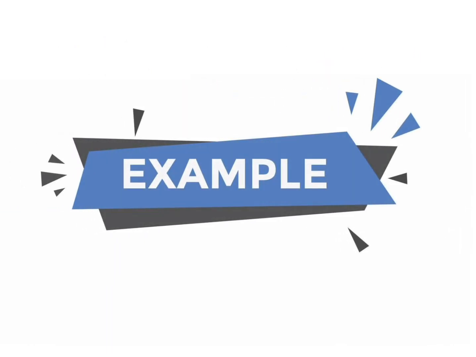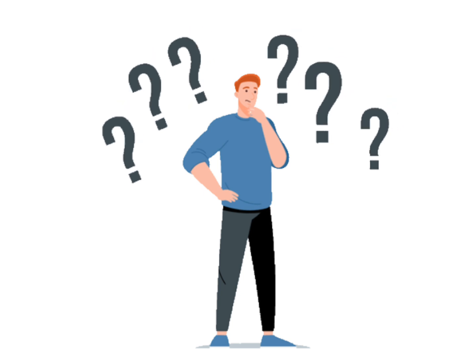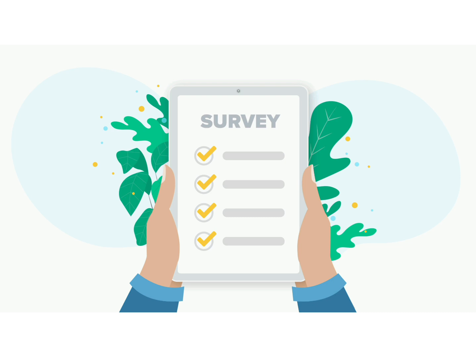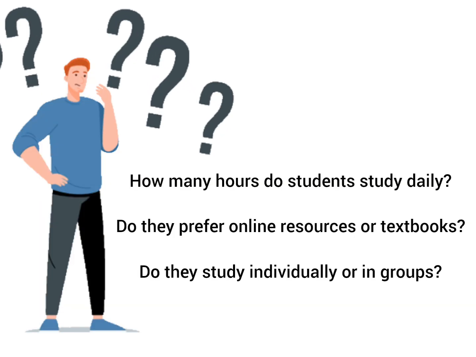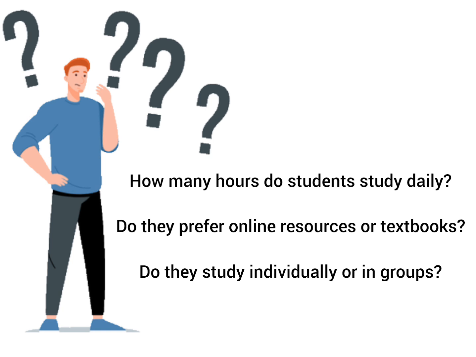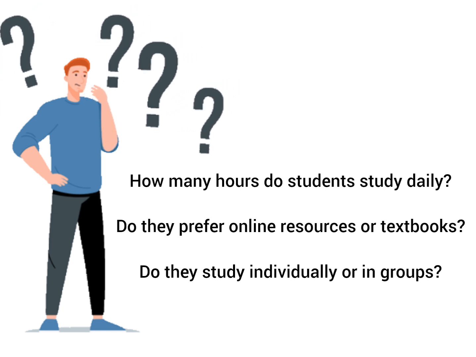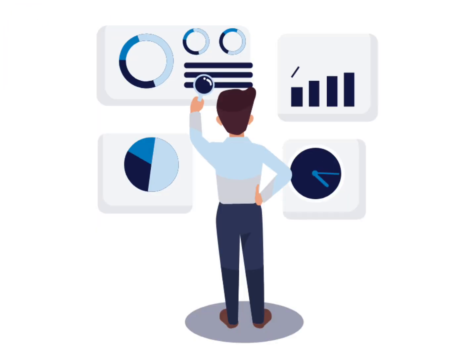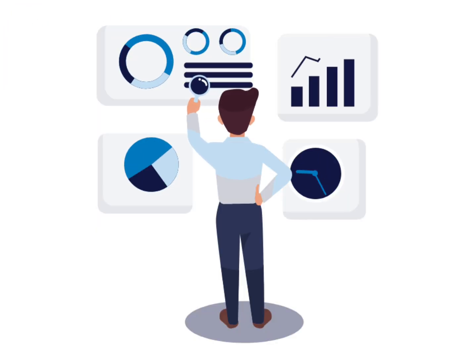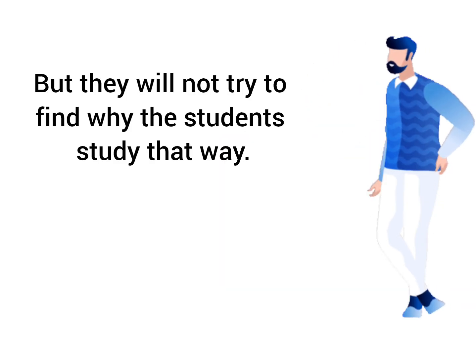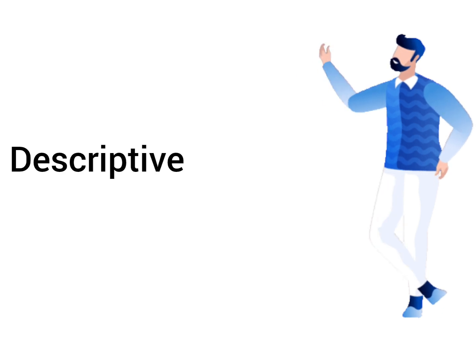For example, suppose a researcher wants to know the study habits of MBA students in Nagpur. They conduct a survey asking how many hours do students study daily? Do they prefer online resources or textbooks? Do they study individually or in a group? The researcher will collect the data, summarize it, and describe the pattern, but they will not try to find why the students study that way. This is descriptive research.